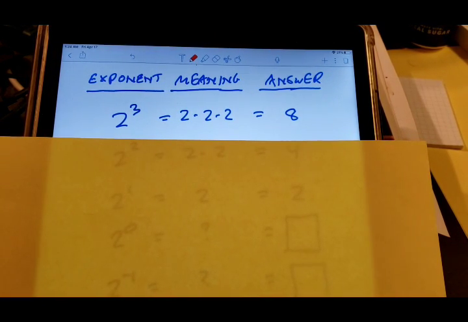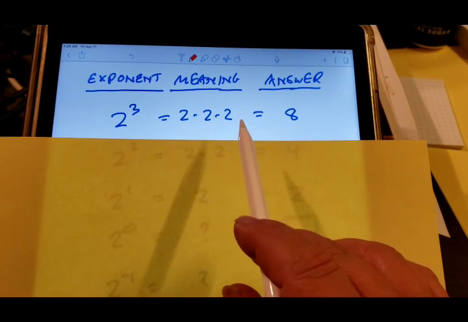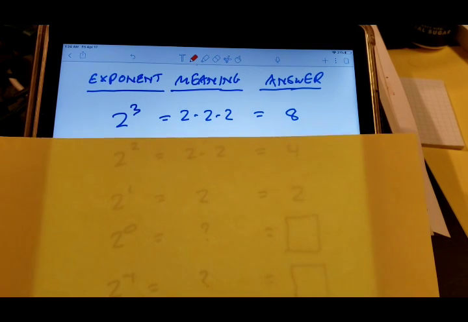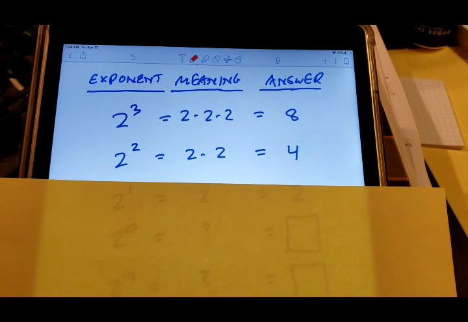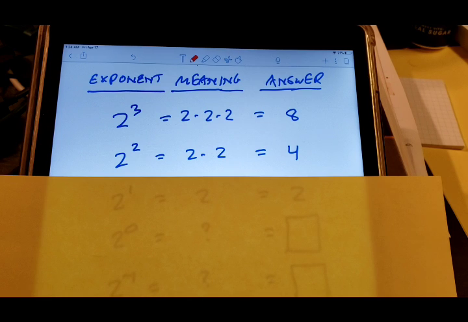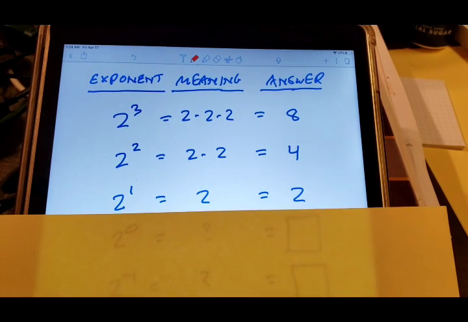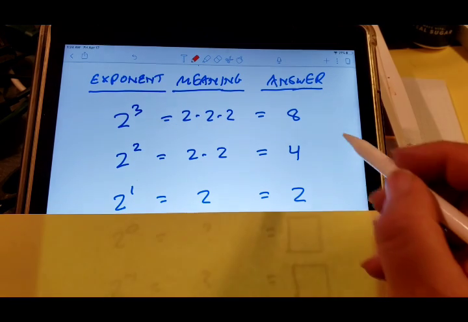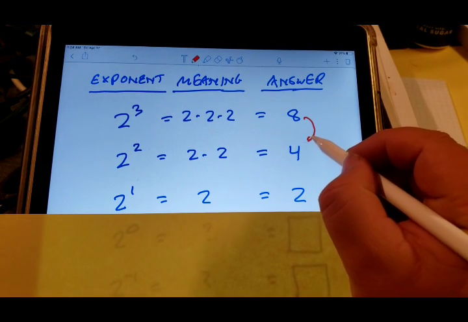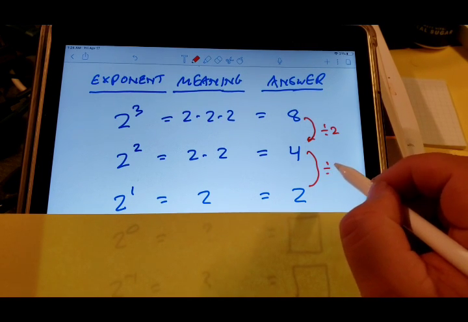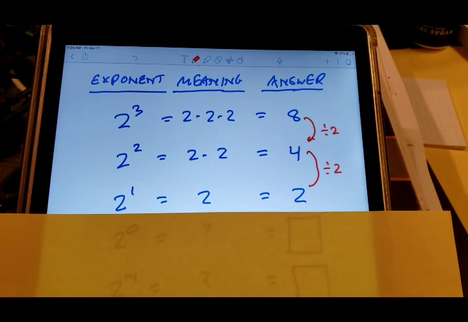But what I can write is 2 cubed means 2 times 2 times 2, 3 of a kind, 2 to the 3. And that answers 8. And 2 squared means 2 times 2, and that answers 4. And 2 to the 1 would just be a single 2 here, and that answers 2. And here's where patterns are going to come in. I have to notice that if I go this way, I'm dividing by 2 every time.